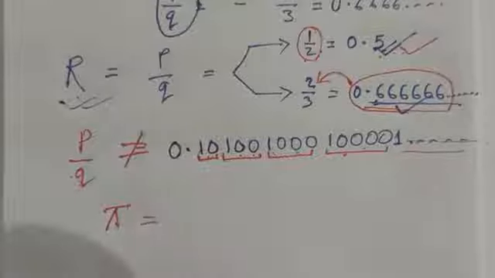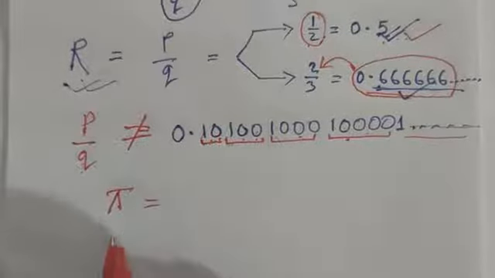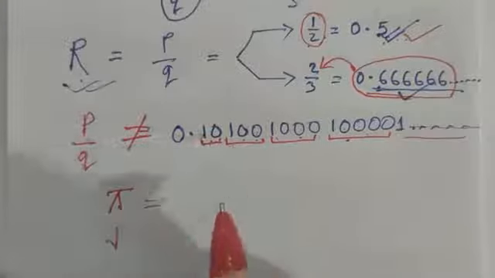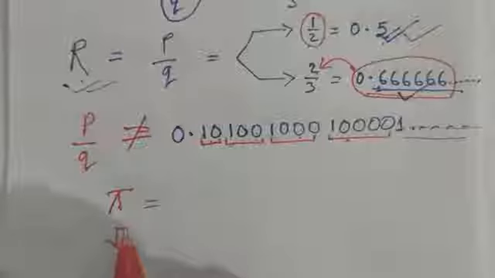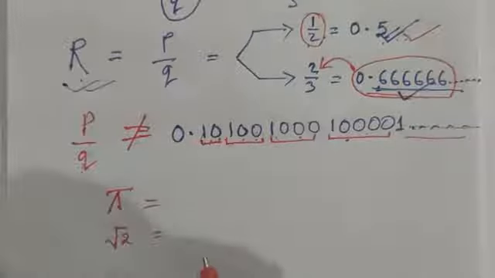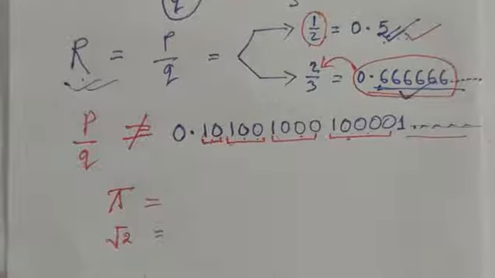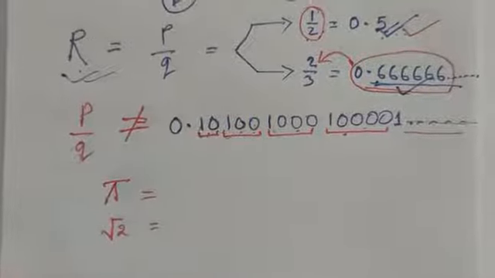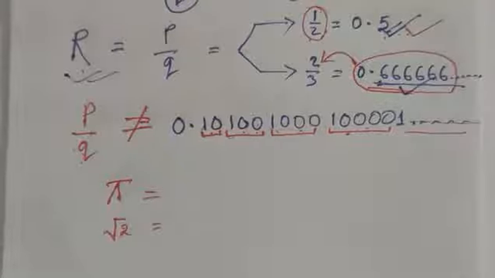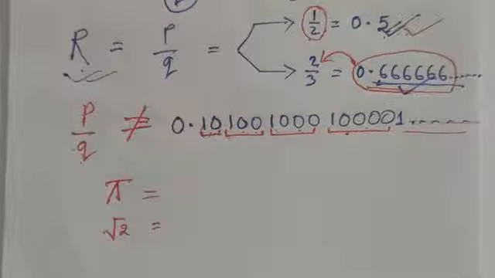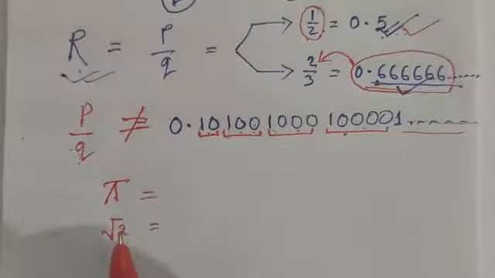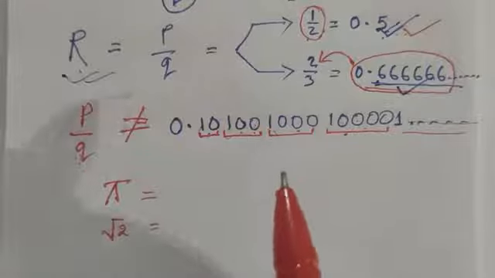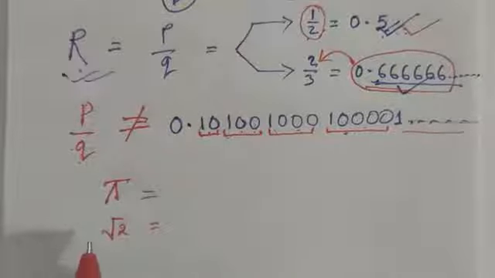Then some other irrational numbers. Pi is an irrational number because its decimal expansion is neither terminating nor repeating. Then you will get root over 2, root over 3, root over 5, root over 6, root over 7, root over 8, which are not perfect squares. The square roots of numbers which are not perfect squares are also irrational numbers, because if we find their square roots, we will get neither terminating nor repeating decimal expansion. So they are also irrational numbers.